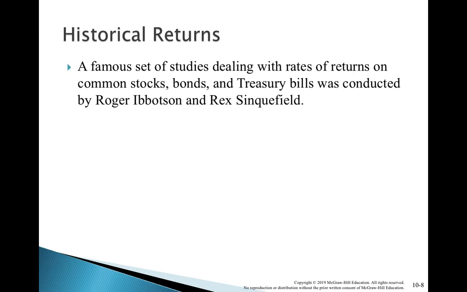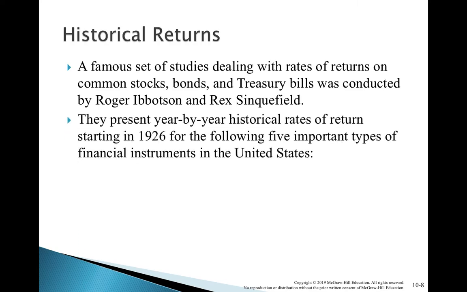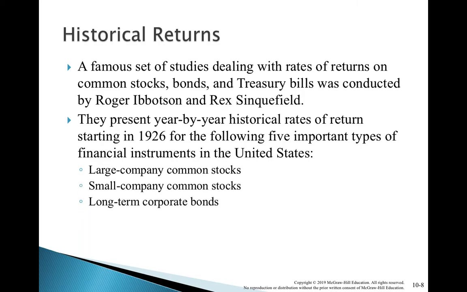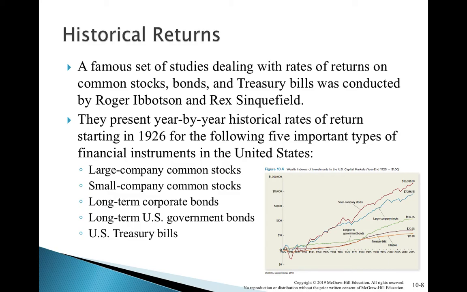A famous set of studies dealing with rates of returns on common stock, bonds, and treasury bills was conducted by Roger Ibbotson and Rex Sinquefield. They went through the period of 1926 to 2015 for 5 different important types of financial instrument in the US. What are they? Large cap stocks, small cap stocks, long-term corporate bonds, long-term US government bonds, and of course treasury bills. These are the 5 instruments they took for the study, from 1926 to 2015, and they found an interesting finding here.